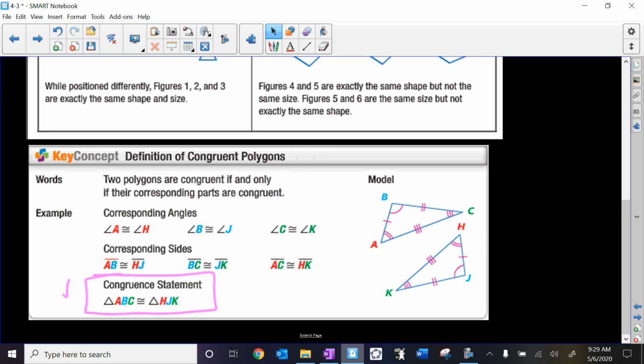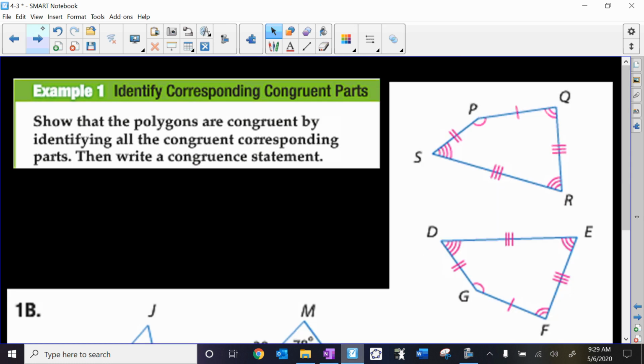So I'm going to ask us to write our congruent statement given a polygon in example 1. So show that the polygons are congruent by identifying all the congruent corresponding parts. I'm not really going to ask you to do that. I'm more concerned about, can we write a congruent statement? You can start out any way that you want. You can start with either polygon, doesn't matter. You just need to make sure that your points go around in an order.